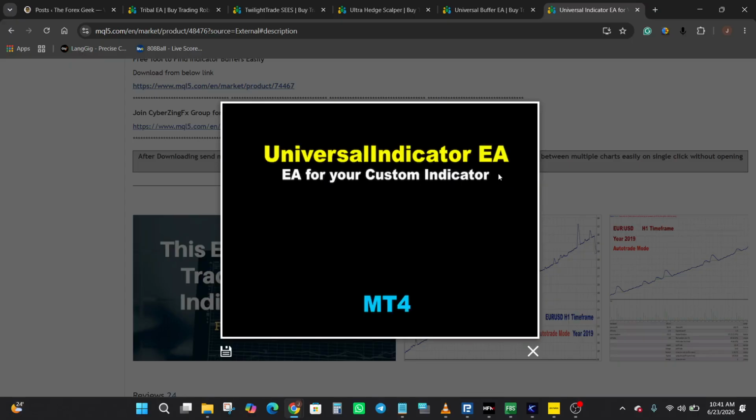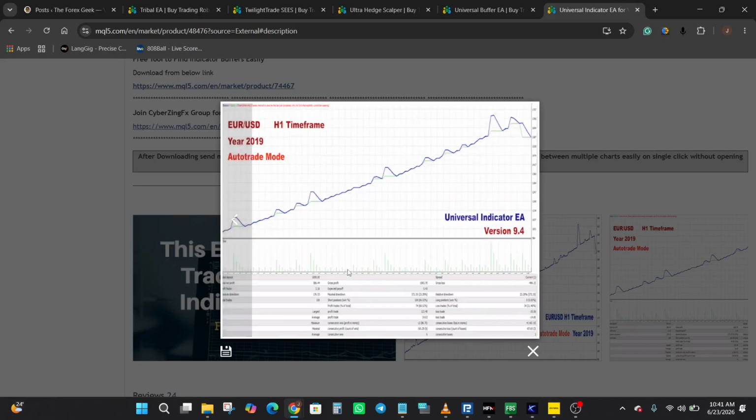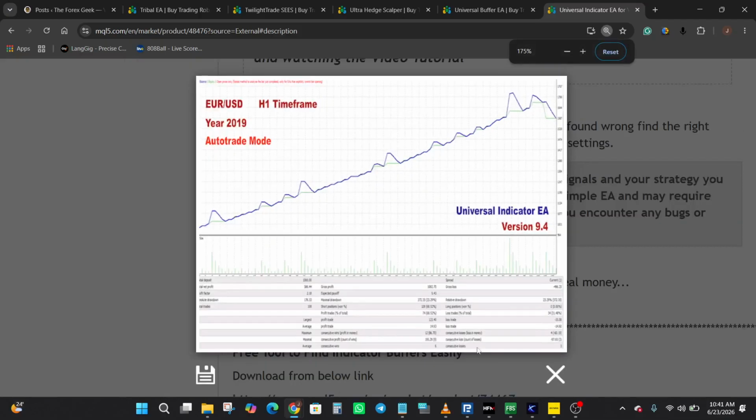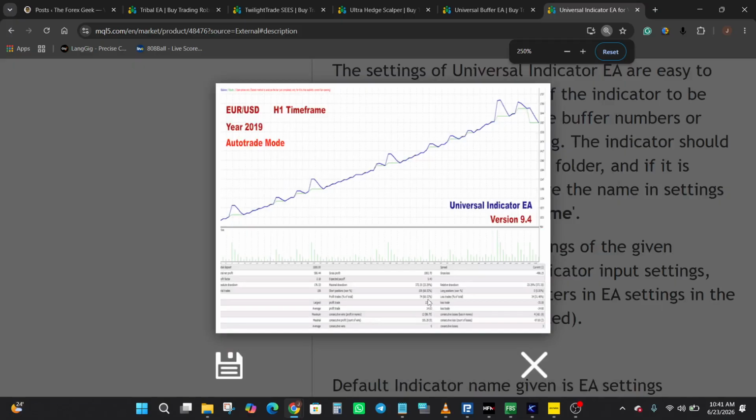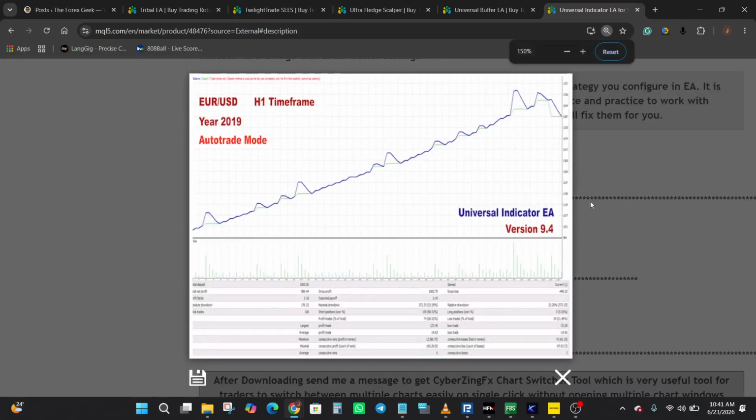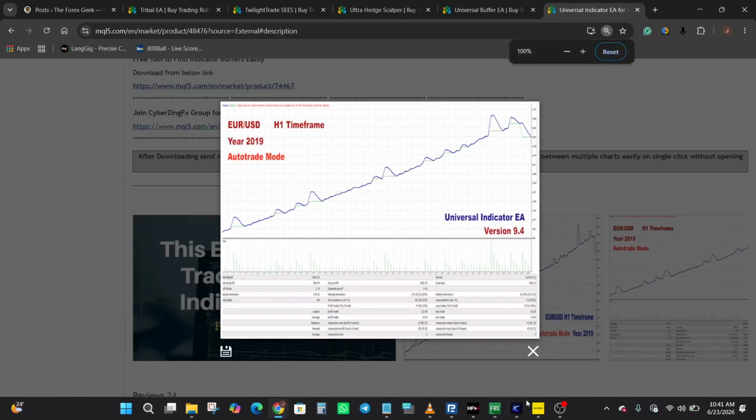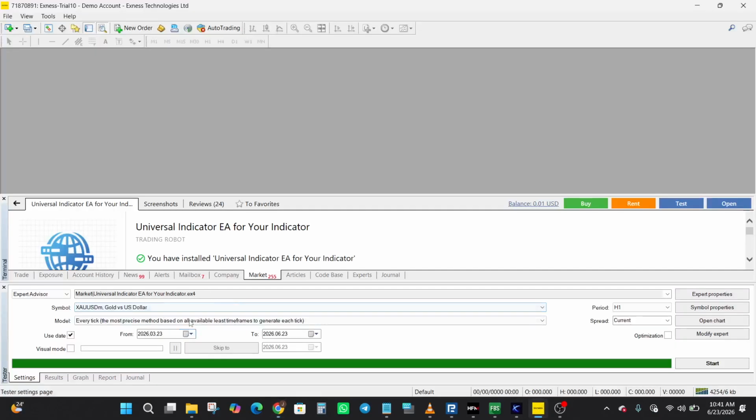Okay, that wasn't clear enough. Let's head over to our strategy tester. Okay, but here I think this should be around over 50% net profit from a $1,000 deposit, and I can see the win rate is not clear enough, but I think it should be over 50% win rate as well. But let's just head over to our strategy tester and see how the Universal Indicator EA for your indicator performed on gold on the H1 time frame over the past 3 months. We're testing from 23rd March to 23rd June 2026.